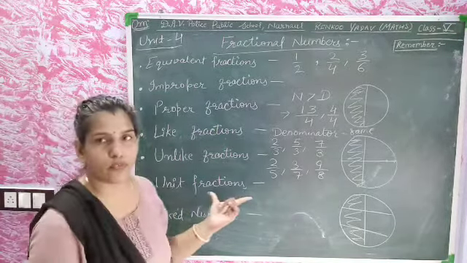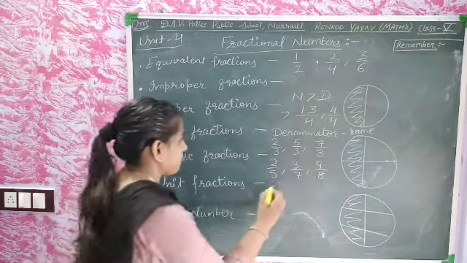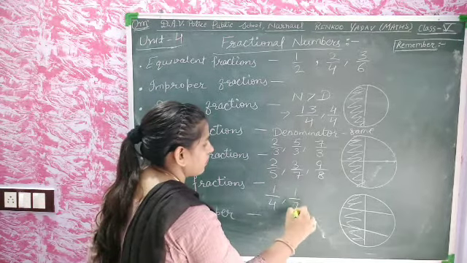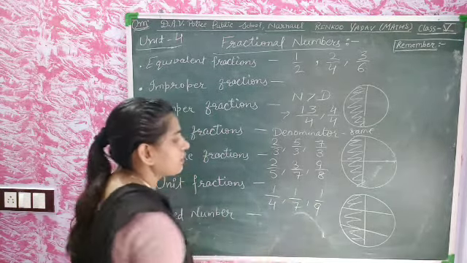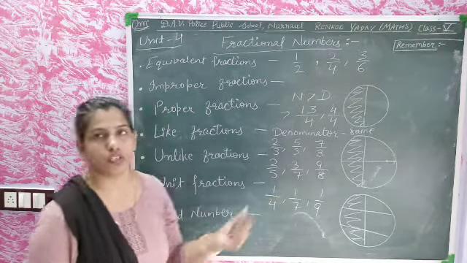Now there is the unit fraction. In a unit fraction, the numerator is 1. 1 by 4, 1 by 7, 1 by 9. These are unit fractions whose numerators are 1 only.